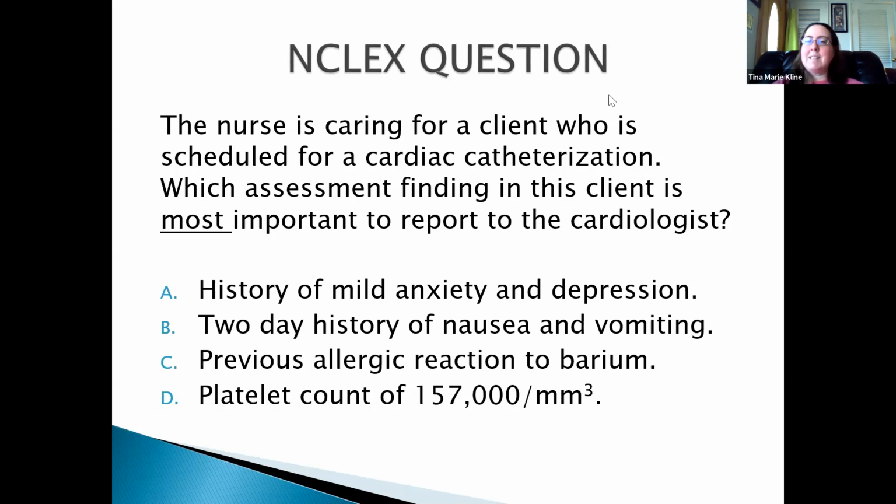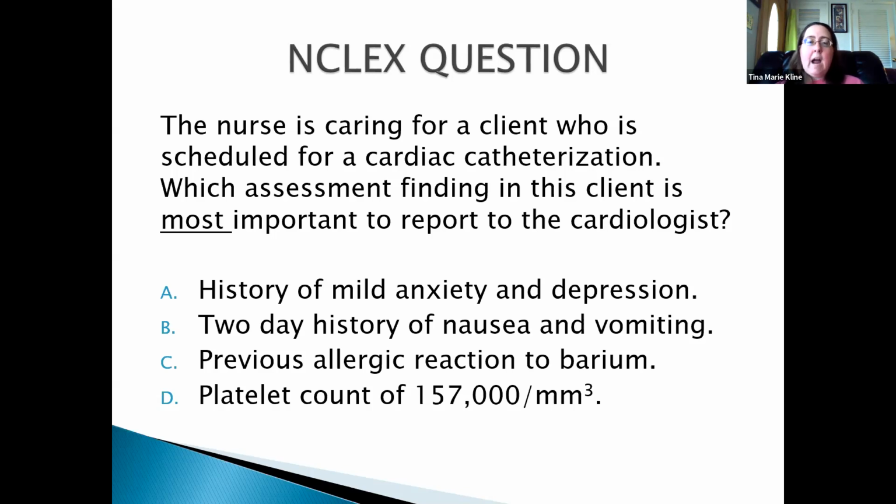Okay. Barium has nothing to do with the cardiac cath. It's that you can give it via enema. It's kind of that white, milky, chalky stuff that's really thick. We use it in the GI tract. So if they had a previous reaction to barium, that's not related to IV contrast. Okay. So it's nice to know, but it's not going to impact the cardiac cath. So I can eliminate C. I've eliminated A, I've eliminated C.